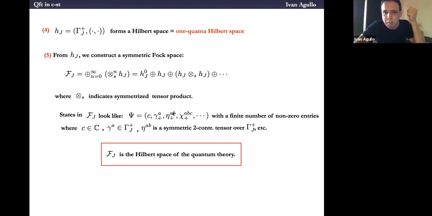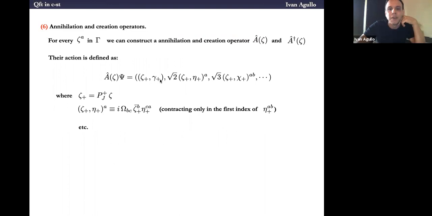So now let me show you. The vacuum entry now is the product of your zeta and your gamma. The one quanta entry now has one index because one index of eta has been contracted with zeta plus, and so on and so forth.